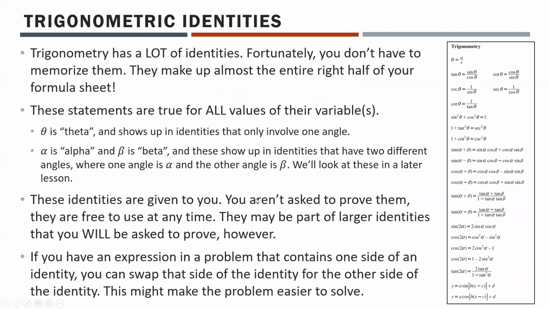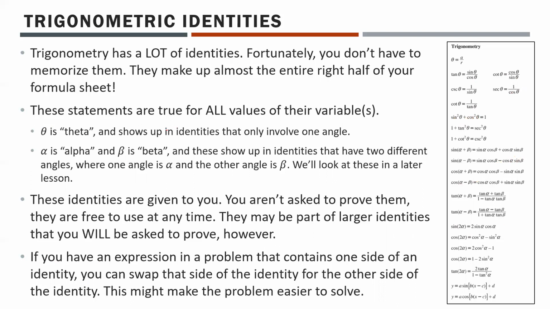Okay, a lot of information on this, but it's not as much as it actually seems. Trigonometry, sorry, has a lot of identities, like an absolute metric ton. I'm sure you've looked at your formula sheet. On the entire right-hand side of your formula sheet, all of those, what you may have thought were equations, are, for the most part, identities. These are identities that we're going to be using for proving later on. There's a lot of them. Obviously, you don't have to memorize them. They're given to you on your formula sheet, but there's a ton of them, right?